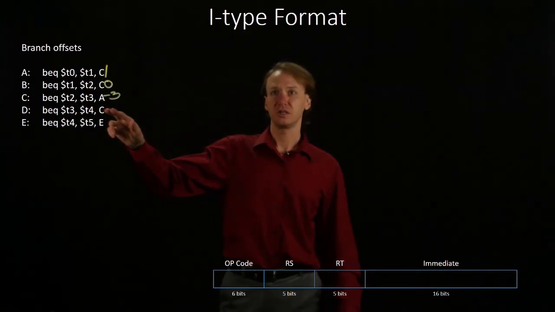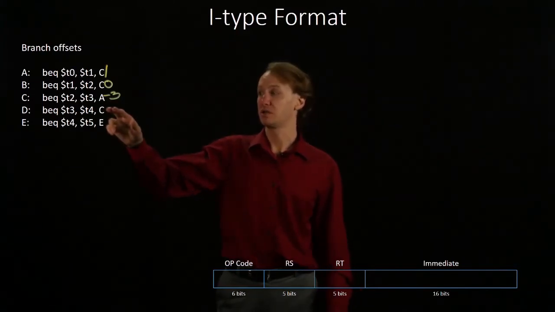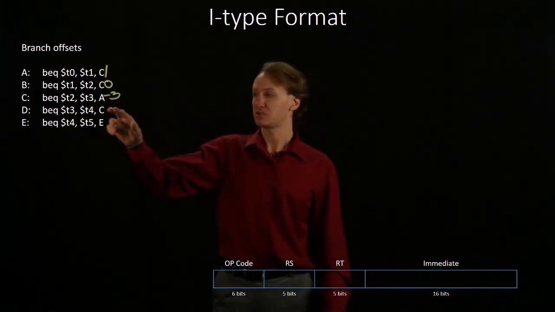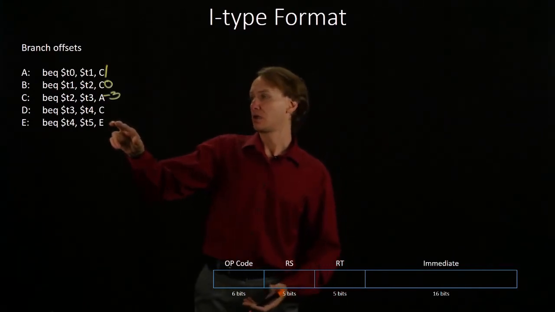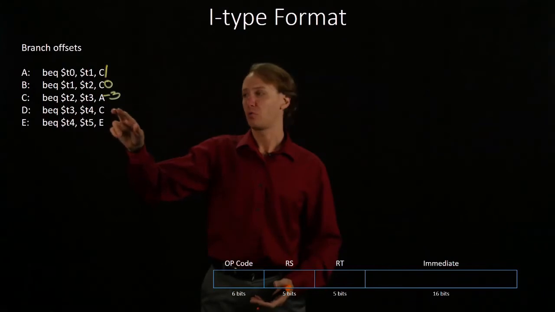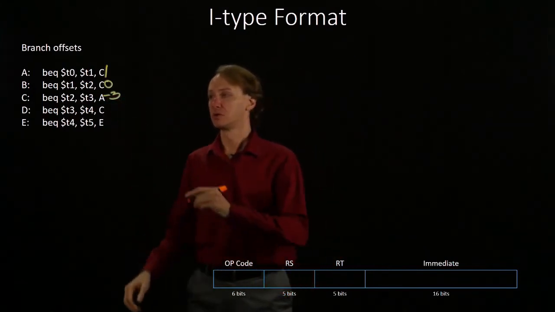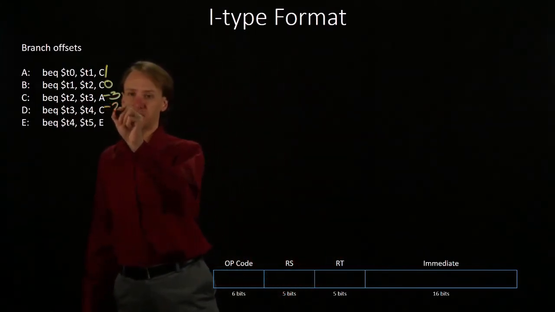For instruction D, I want to go back to instruction C. And again, I'm going to start counting from the instruction after the branch. And here I'm going to go back 1, 2. So I have a -2 there.